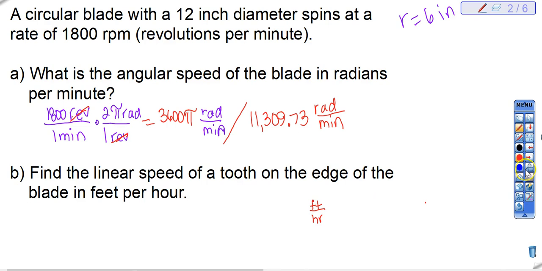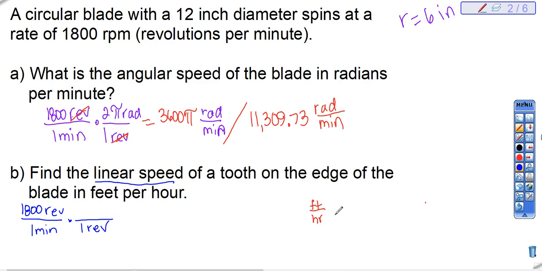So we start with what we know. What do we know? That there are 1800 revs in 1 minute. And we need to convert that to linear speed. How many feet per hour is that tooth having to travel? It keeps going in that circular motion, right? But it's traveling inches, right? And we're doing math in inches here. So I don't want revs. So I want to get rid of revolutions. I don't want that.